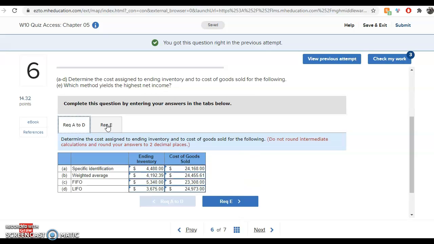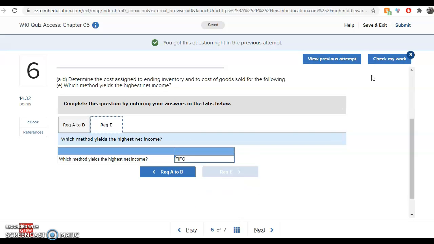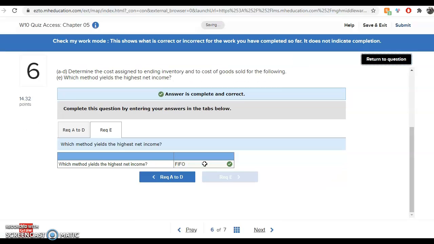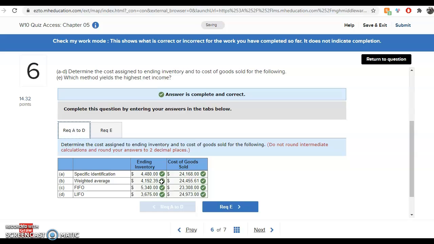All right. Everything is filled in. When we check it, take a look at it. That's correct.